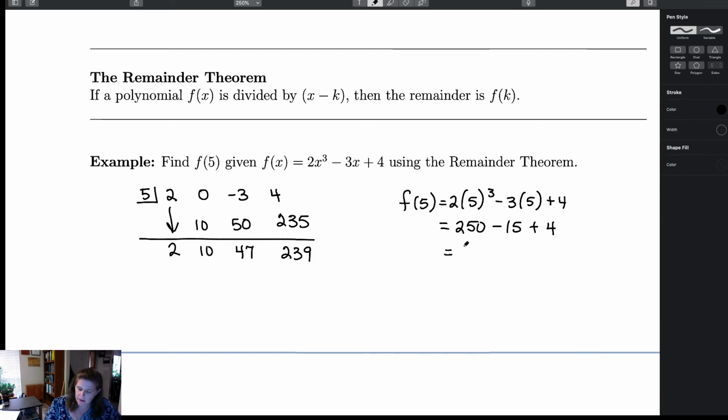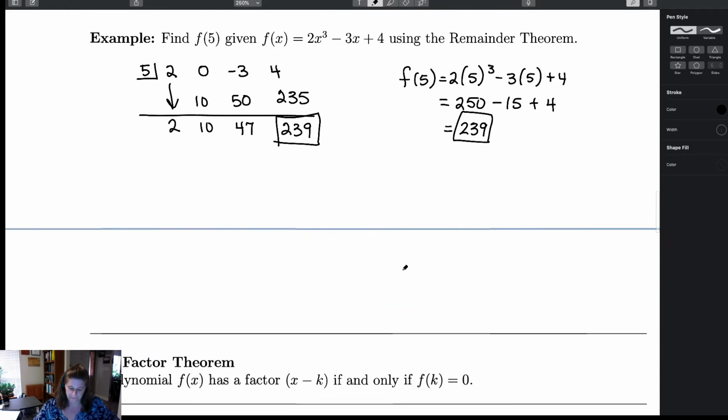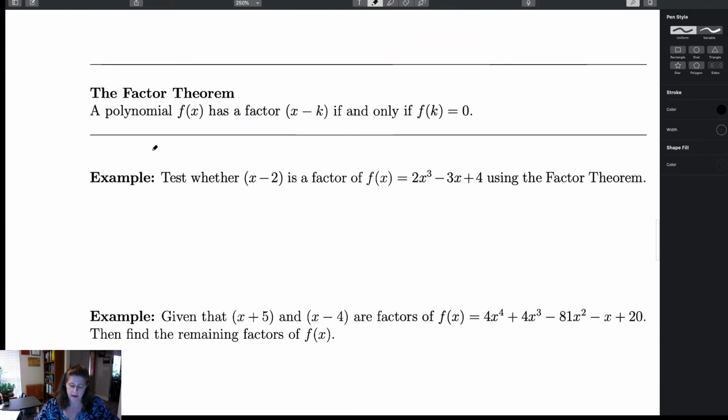215 minus 11 gives me 239. Result is the same both ways. A lot of times your arithmetic is nicer if you're using the division algorithm, or if your polynomial is very large. The factor theorem says that a function has a factor of x minus k if f of k is equal to 0. So if you plug in your number k into the function and you get 0 back, you know that it should divide out.